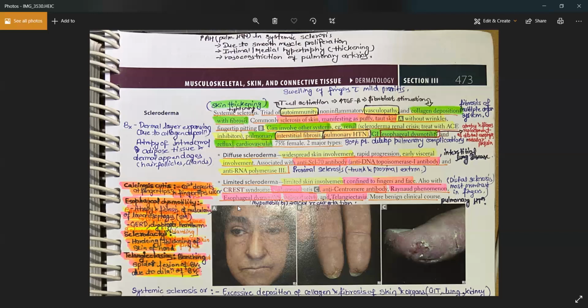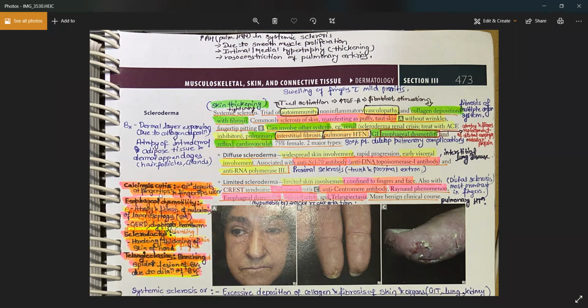Then you have the limited scleroderma, which is also known as a CREST syndrome. Okay, you'll be having a calcinosis cutis, which is the calcium deposition in the skin, right? You'll be having an anti-centromere antibody. You will be having a Raynaud's phenomenon, esophageal dysmotility because of fibrosis of the lower esophageal smooth muscles. Okay, you will be having a sclerodactyly, which means a thickening of the skin of the fingers. You will be having a telangiectasias also, right? And this is all the CREST syndrome.